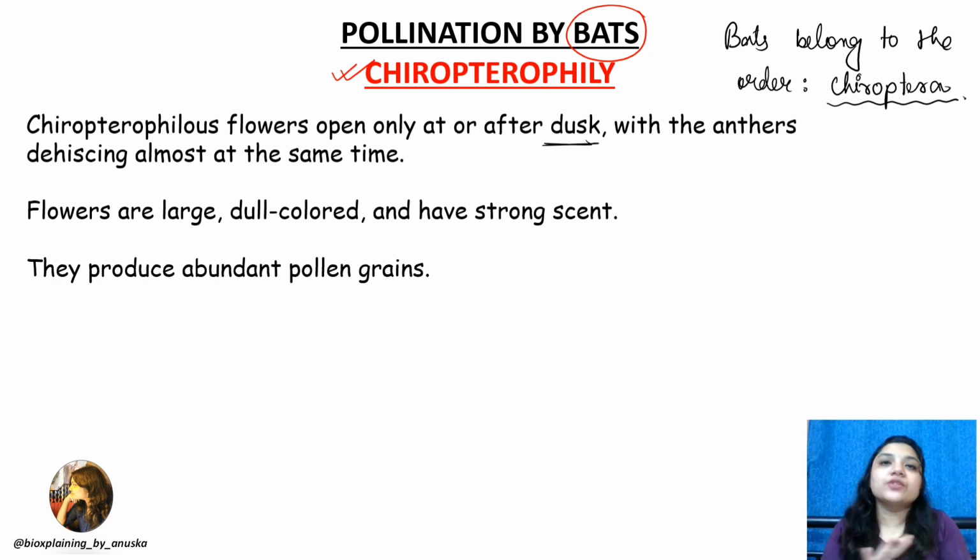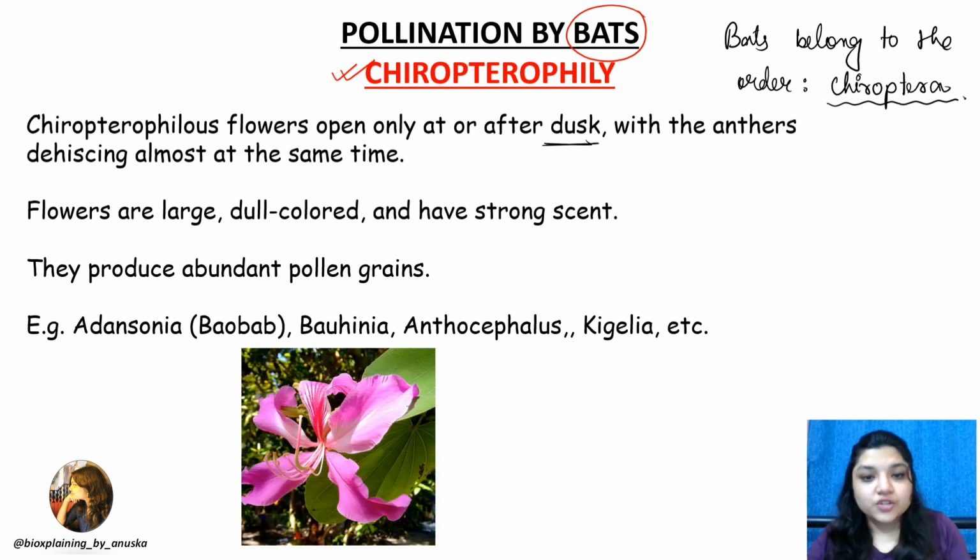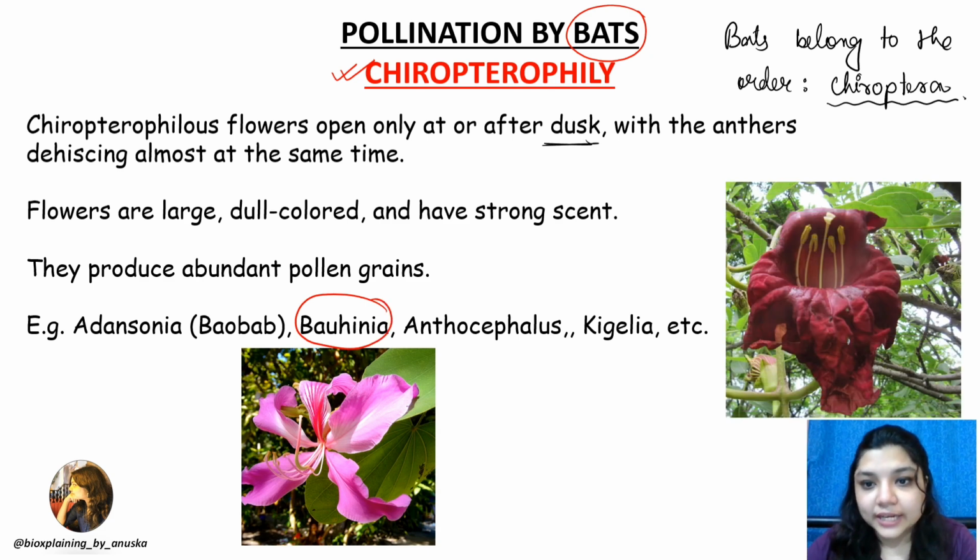Then they produce abundant pollen grains. So as I just told you a few minutes back, in case of cross-pollinated flowers, this is a common characteristic, that abundant pollen grains will be produced to make up for the loss which is very much possible, right? Examples we can have are Adansonia, Baobab, Bauhinia, Anthocephalus, and Kigelia. So this is the image of a Bauhinia flower, and this is the image of a Kigelia flower.